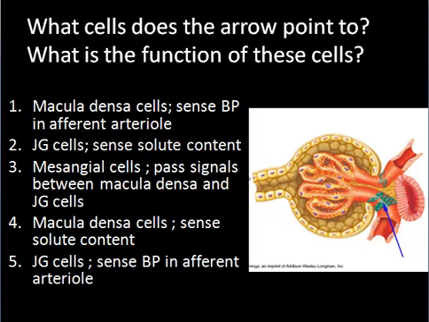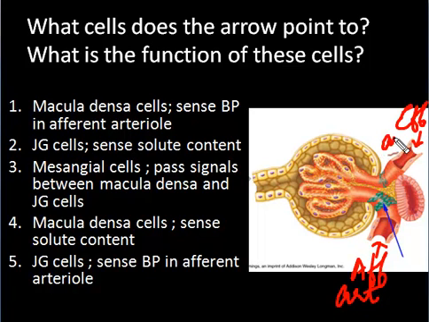And let's go to the first question, where the question asks you, what cells does the arrow point to and what is the function of these cells? So let's look at what the arrow is pointing to, and you can see that this is a blood vessel. As you can see from this, here the diameter is narrower, here the diameter is wider. So this is the afferent arteriole, and here this is the efferent arteriole.